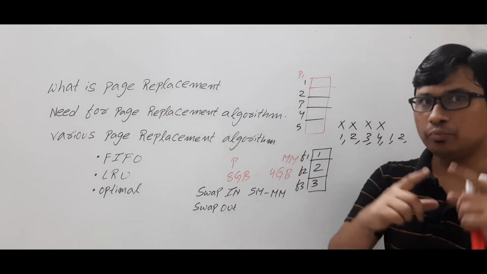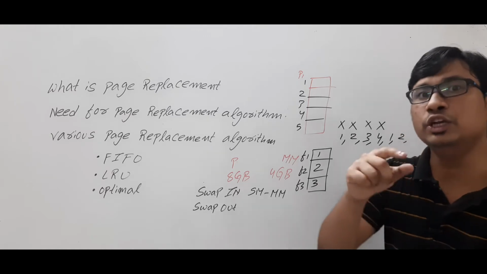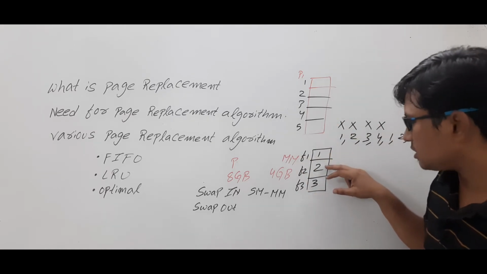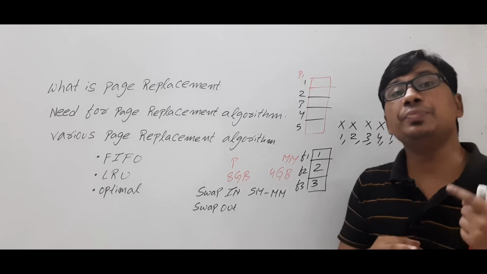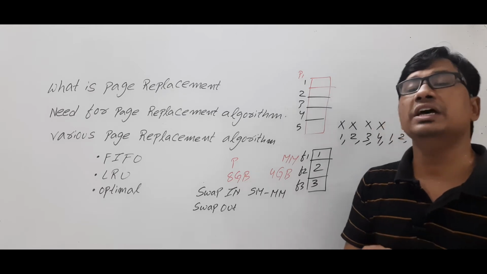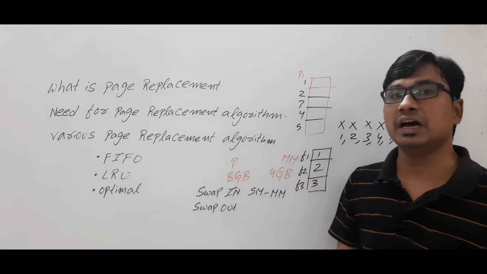Now one important point: we need to identify a victim page. Among page number 1, page number 2, page number 3, which page do you have to remove or swap out? That depends on the replacement algorithm.